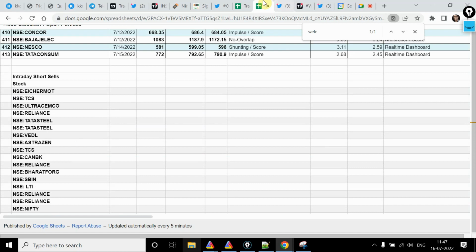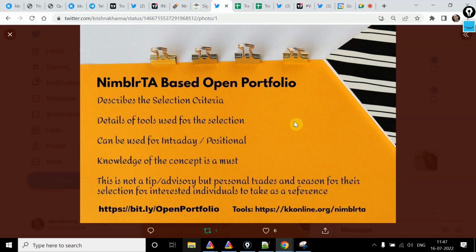This is the one which I'm showing right now. We call it the open portfolio. The purpose and the idea is very simple: whatever is being traded is being captured for future reference. Individuals who want to take guidance from it can use it. They can also refer to how the selection criteria has been, what happened after the stock was taken, and probably understand what the intent was of going into that particular stock. So this is an open portfolio.